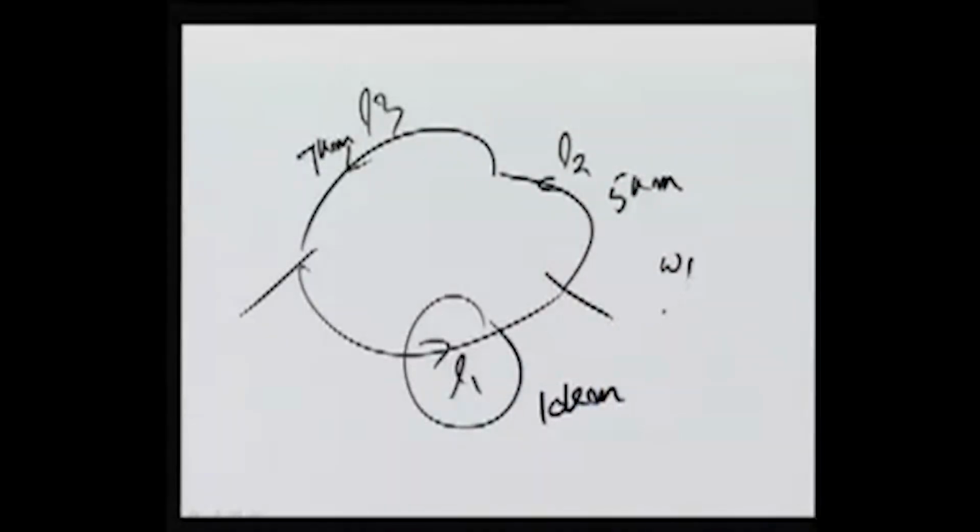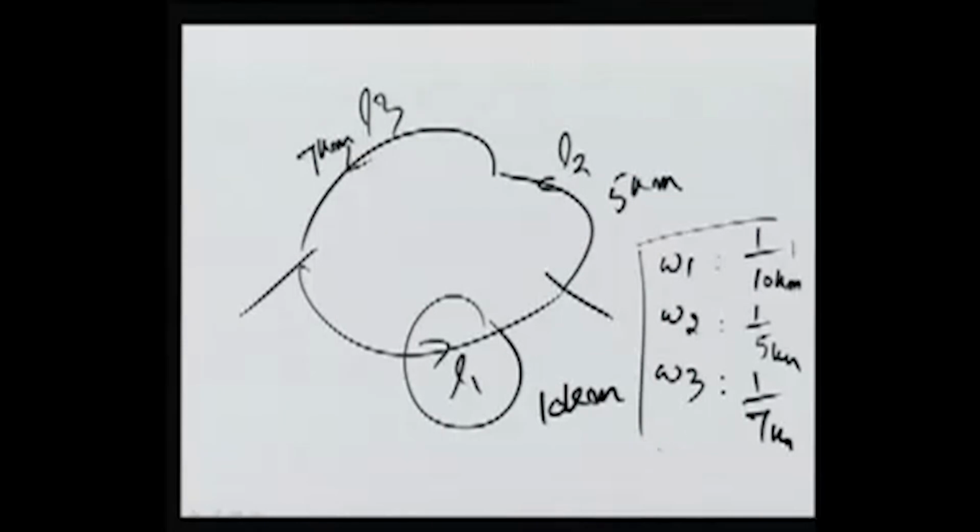So what we can do here, we can assign the weights W1, W2, W3 as per the length. For the length it is 1 by 10 kilometer, 1 by 5 kilometer and 1 by 7 kilometer. So what we are doing, more the length, less is the weight. Of course, there is a special way of doing this, which we have discussed in leveling. But here we want to see that yes, individual observations can be given weights, as in this case.